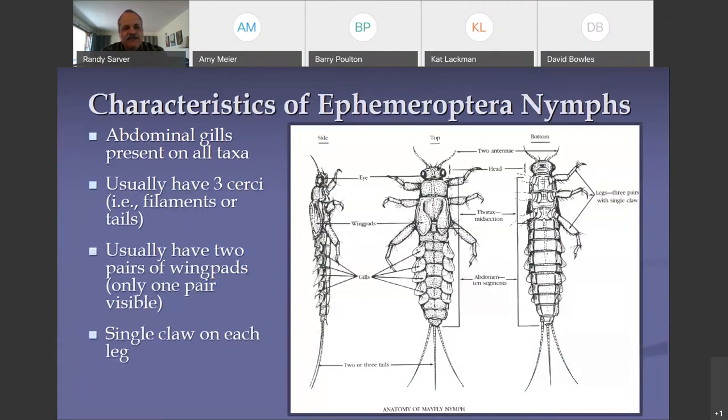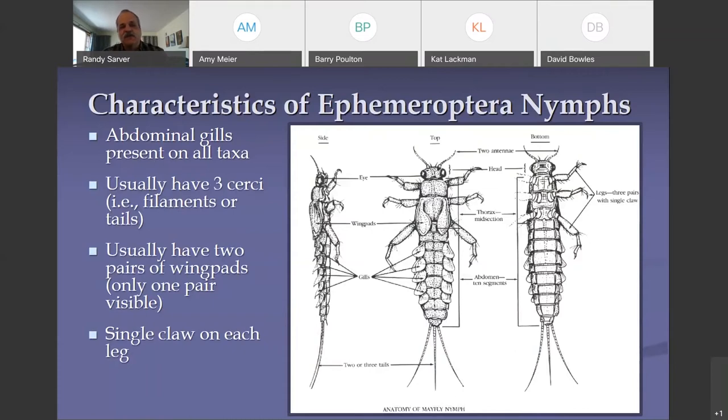Okay, so characteristics for Ephemeroptera nymphs are what we'll be talking about today, and the things that you need to be able to see. The good thing about the family level is that we don't need a whole lot of magnification to ID. There are a few instances where we're probably going to need about 10x magnification, but I think we could get by with that at family level.